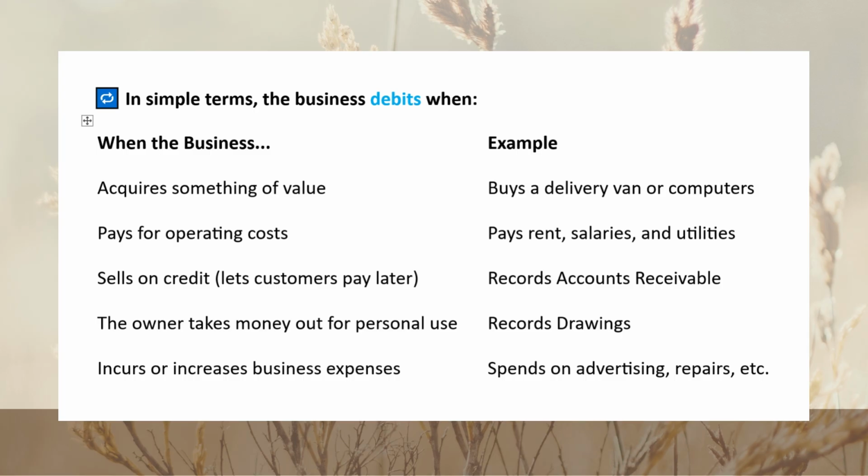In simple terms, the business debits when the business, for example, acquires something of value, buys a delivery van or computers, pays for operating costs, pays rent, salaries, and utilities, sells on credit, lets customers pay later, and records accounts receivable. The owner takes money out for personal use and records drawings. The business incurs or increases expenses, spends on advertising, repairs, etc.